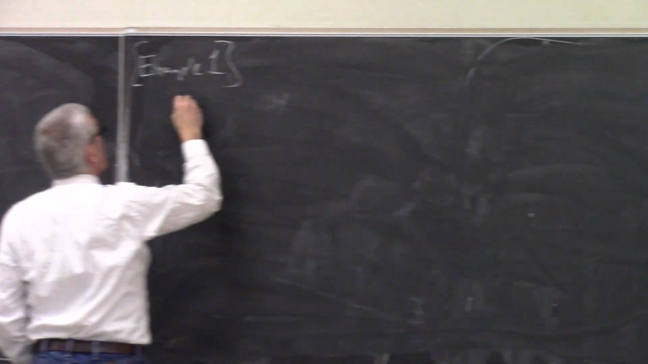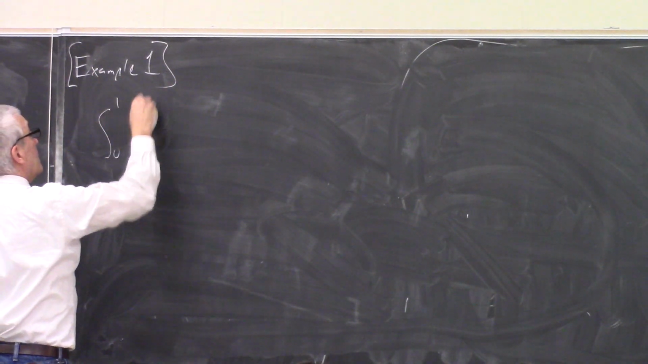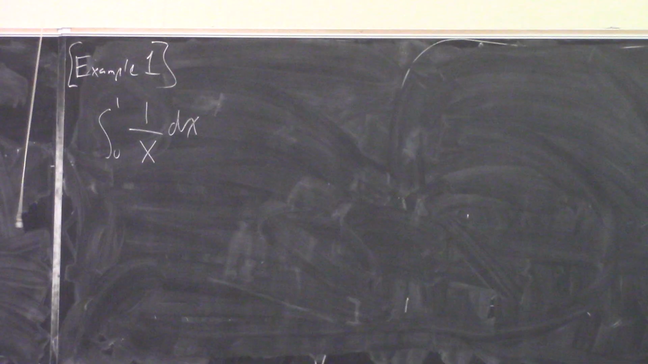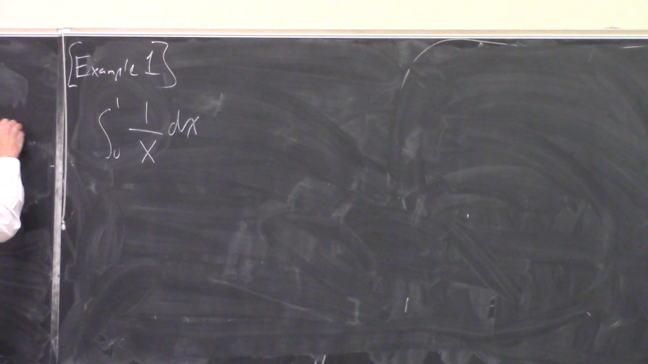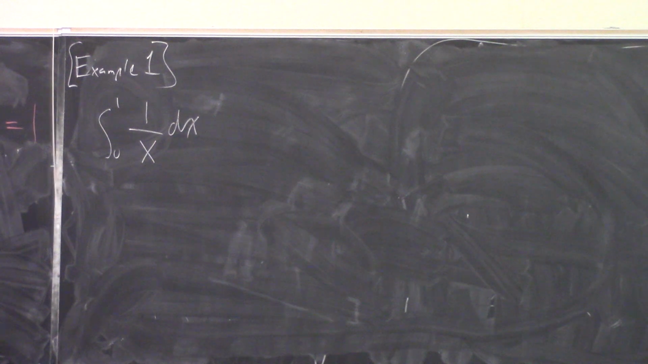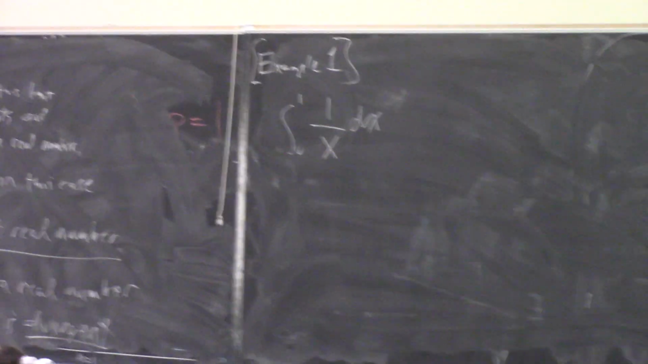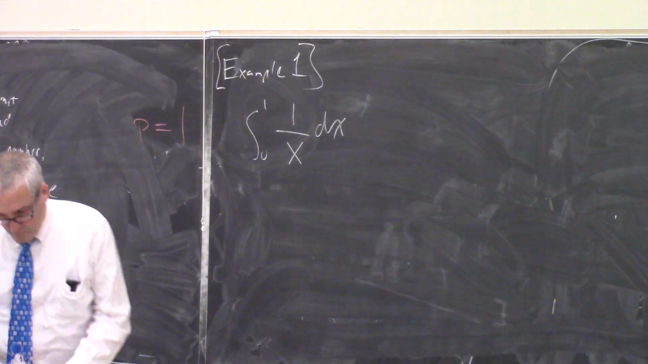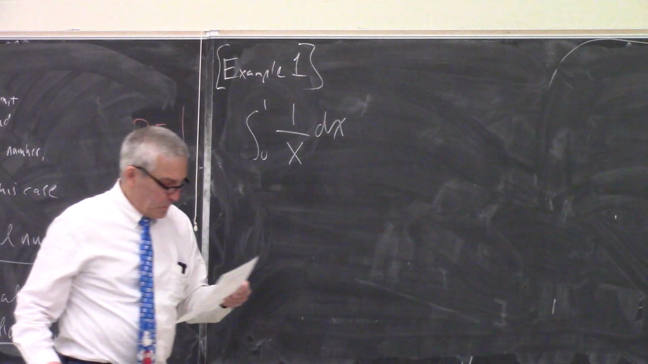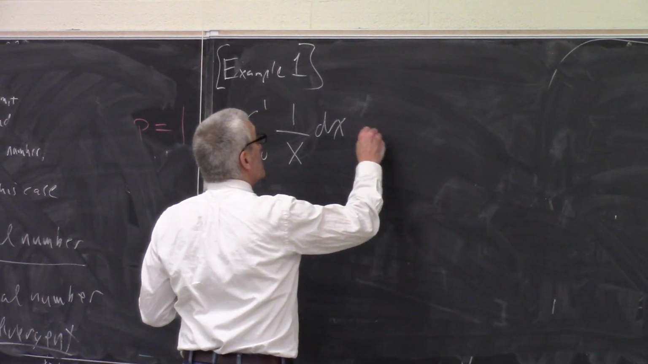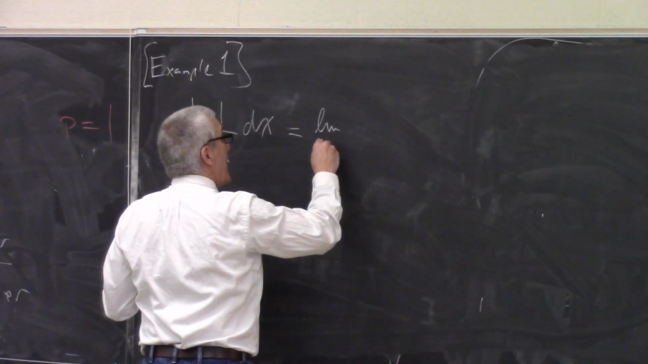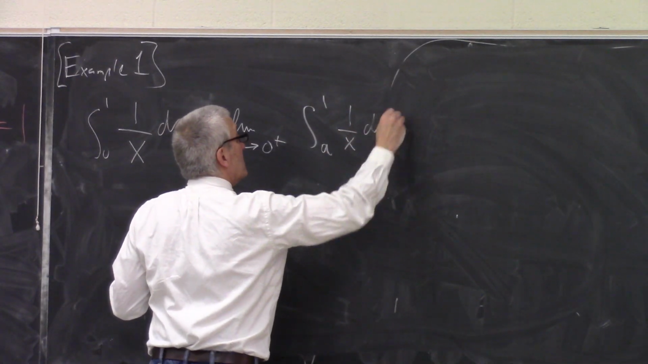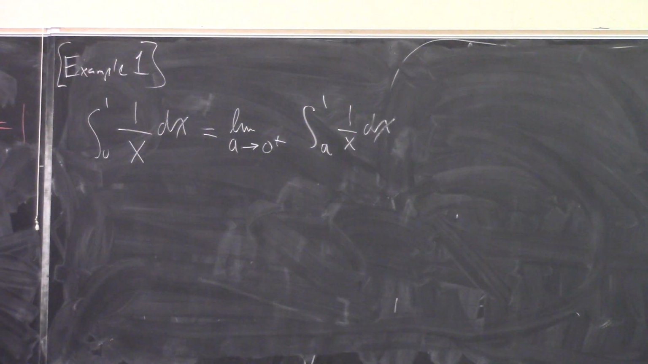Let's do this integral from 0 to 1 of 1 over x dx. So this is the case where p is the number 1. It's that red graph over there. So we're looking at a region that looks like this. So this is the limit as a goes to 0 from the right of the integral from a to 1 of 1 over x. Okay, what's the integral of 1 over x?